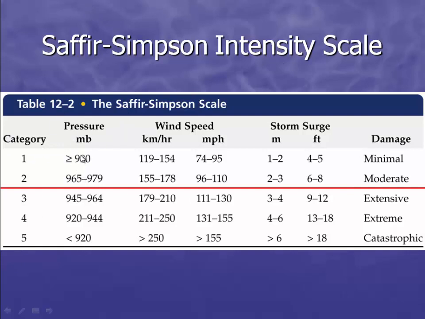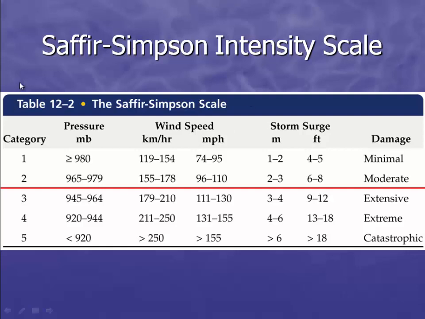The lower the pressure, the greater the category, because we know if the pressure is lower, the pressure gradient must be greater, and therefore the wind speeds must be greater. So if we see a very sharp drop in the central pressure of a hurricane, when you look at a surface weather map, there are going to be isobars that are very tightly packed together. And we know where we have isobars very tightly packed together, we have very strong wind speeds.